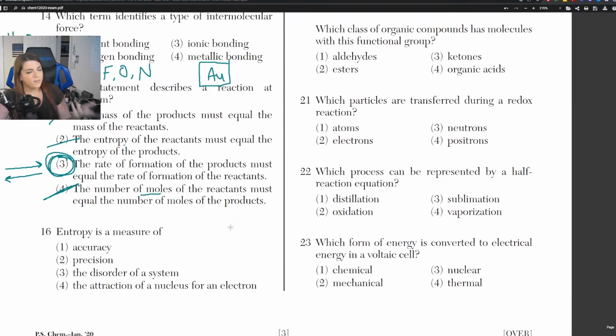Okay, 16 is the definition of entropy. Entropy is a measure of disorder in a system. We also will describe it as chaos. High entropy things are gases, things at high temperatures, things with high concentrations, like a high molarity. And then low entropy would be solids, cold stuff. High pressure situations, because you squeeze all the particles together, it's more organized.